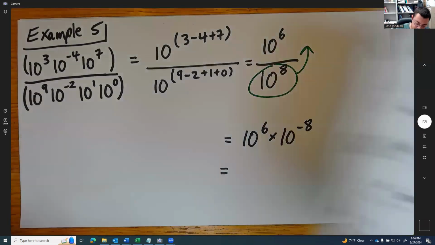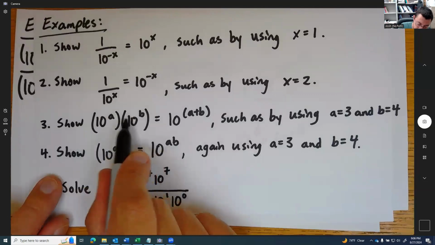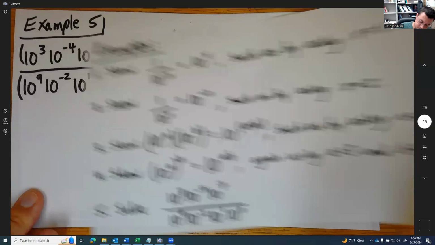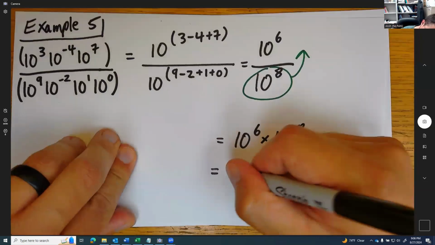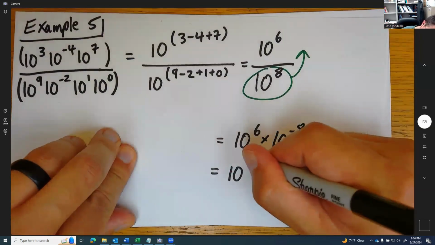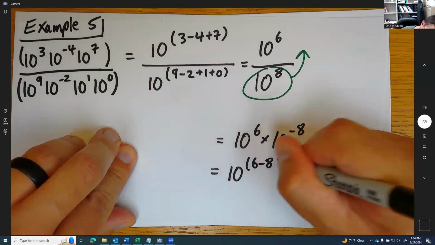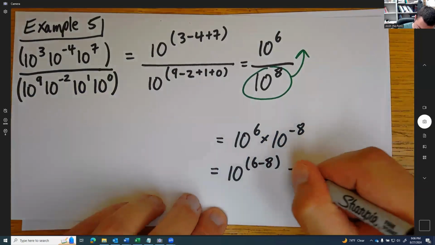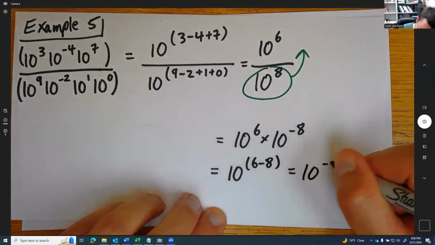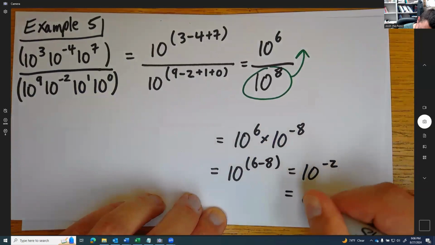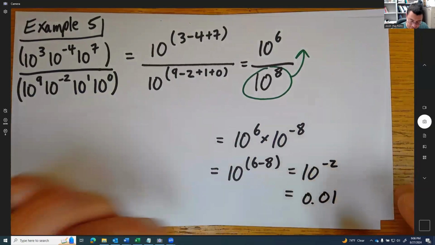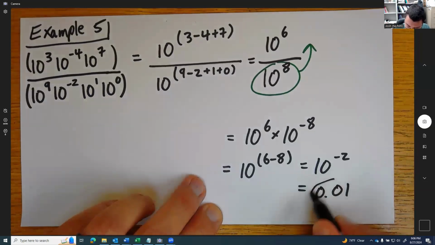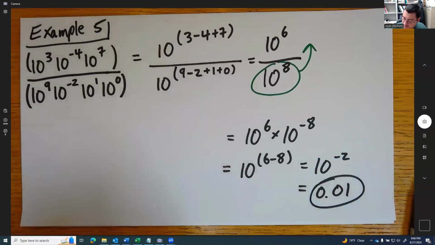Now we can use this identity. We're going to add 6 to negative 8, which is the same thing as saying 6 minus 8. And we're going to get 10 to the negative 2 power. And this one, thankfully, I remember off the top of my head. So I believe that's the answer.